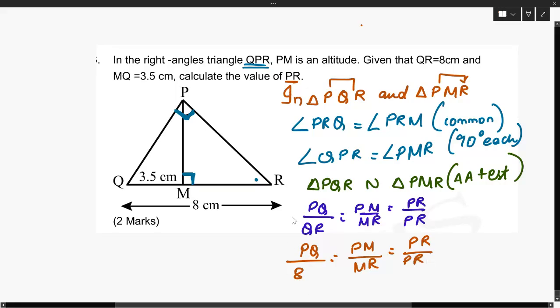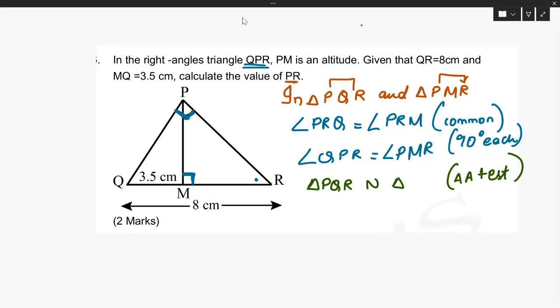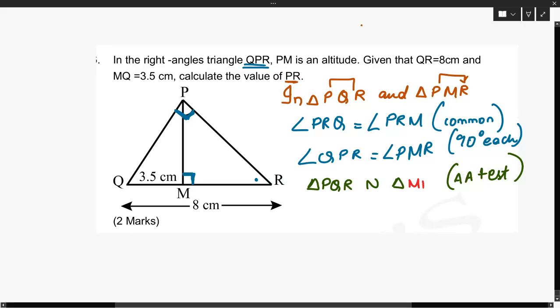8 minus. I think we have not written some things properly. We have not written the names properly. Because P is 90 degrees, we have to take M as 90 degrees. We have to write the names properly also. P corresponds to M because both are 90 degrees. Okay, then what will be the next one? PR. Okay.